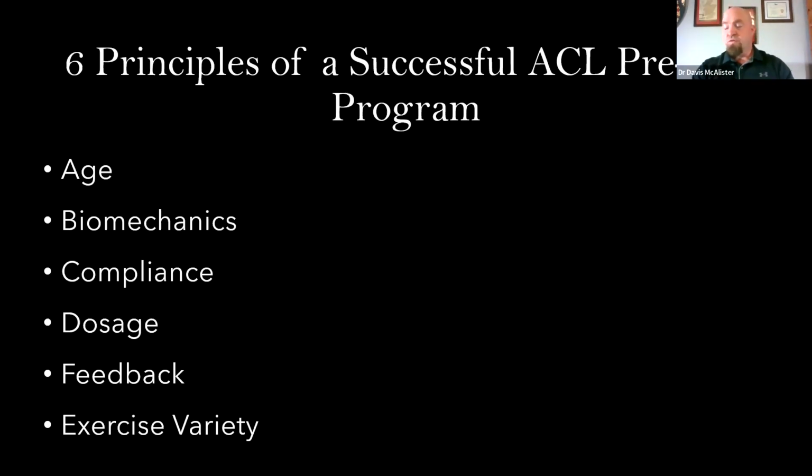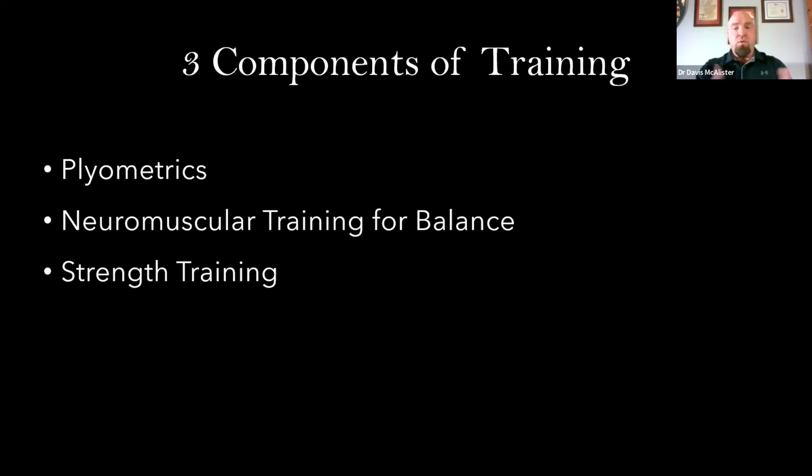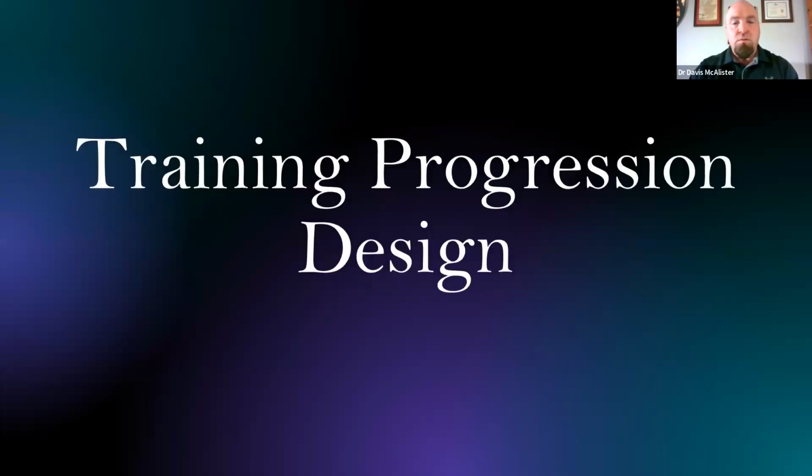And as far as your exercise variety, you have 3 components of your training that you need to do. You have to have plyometrics, you got to have neuromuscular training for balance, and then strength training is extremely important. So let's talk about a training progression, and how you put this together. So you want to have it where once you get a baseline of where everybody's at, where your athletes are at, then you can decide what exercises you want to start off with, and then how to progress from there.